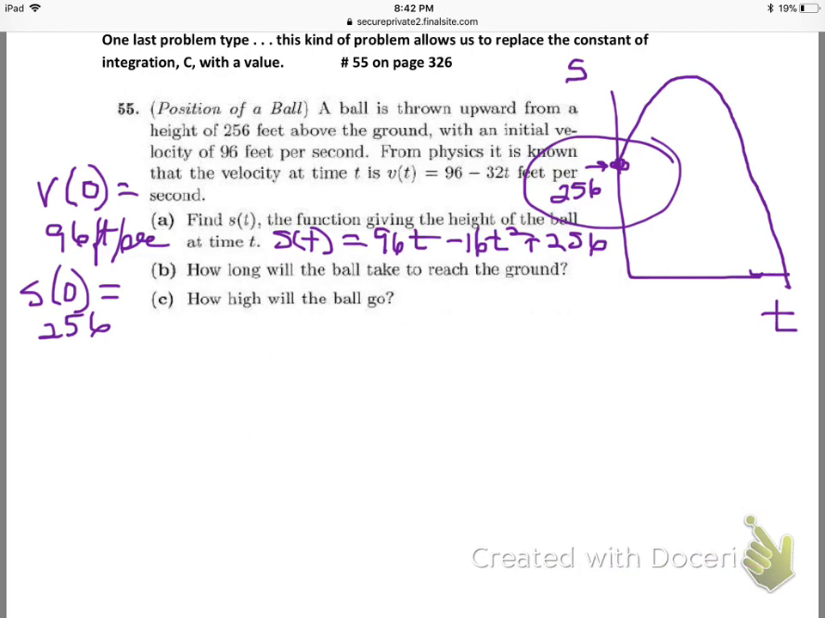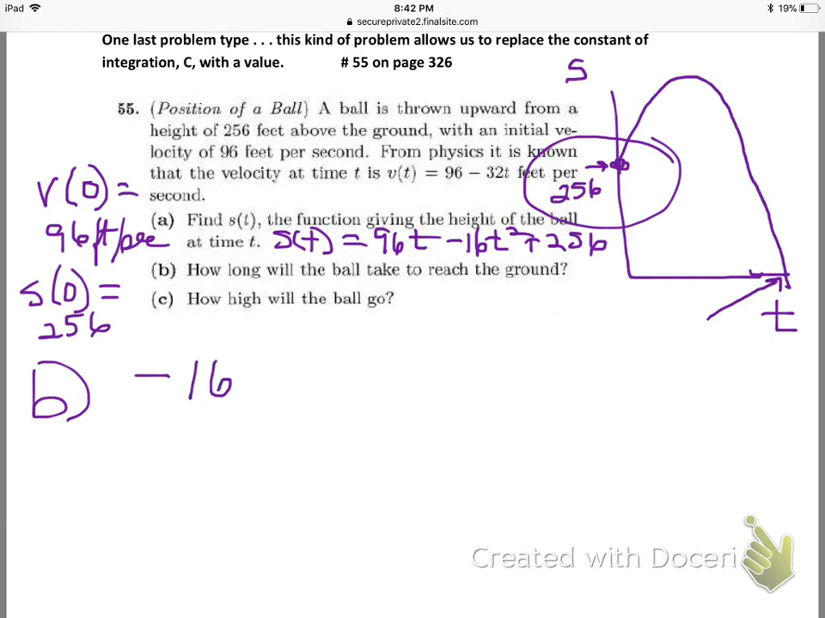Alright, so now tackling part B. How long will the ball take to reach the ground? So they want to know, when does the ball go right there to that t? So you have to recognize that they're just asking you for the 0 of the function. So you're going to take your position function, and I'm going to factor out a negative 16, so I make my problem a little bit easier to factor.